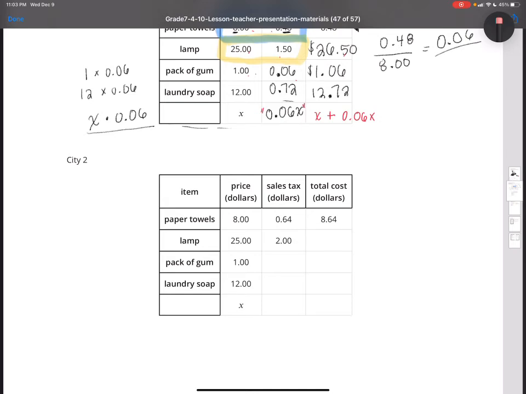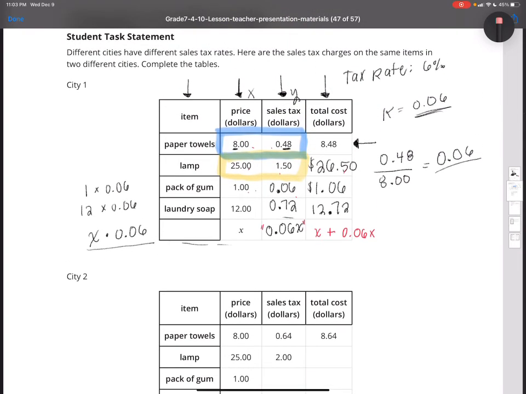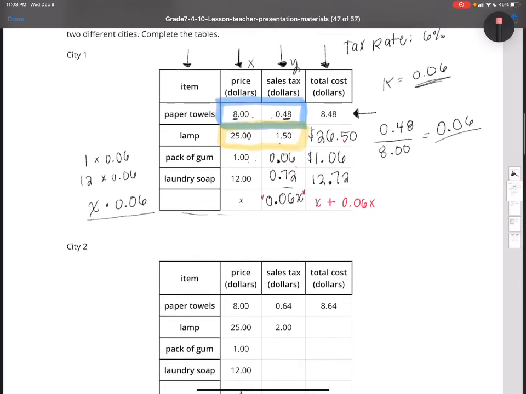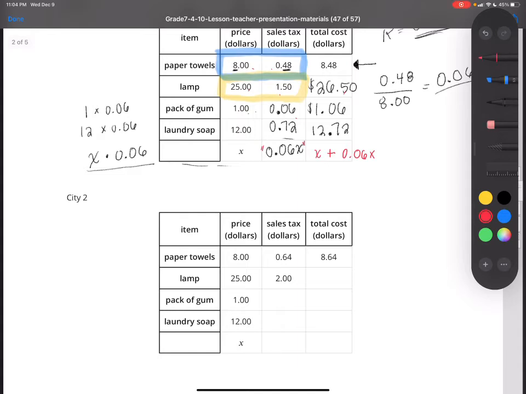All right. So now let's look at the next table, which we should have kind of figured out, we've got a good way of figuring out how to solve these tables. So we know that the last column is combining the price and the sales tax. So this one should be easy because it's $25 plus $2, which is $27.